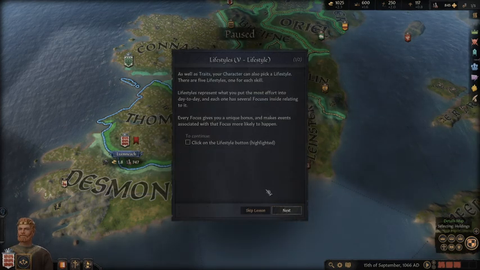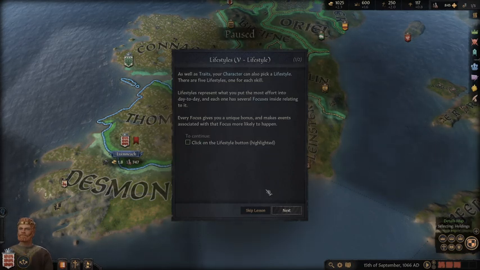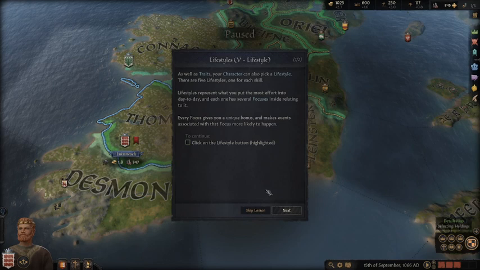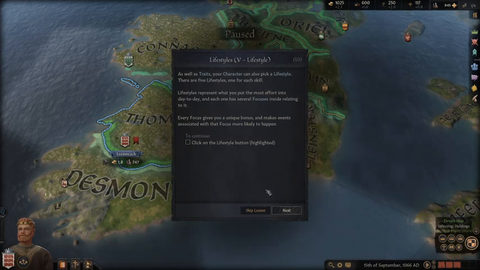As well as traits, your character can also pick a lifestyle. There are five lifestyles, one for each skill. Lifestyles represent what you put the most effort into day to day. Each one has several focuses inside relating to it. Every focus gives you a unique bonus that makes events associated with that focus more likely to happen.